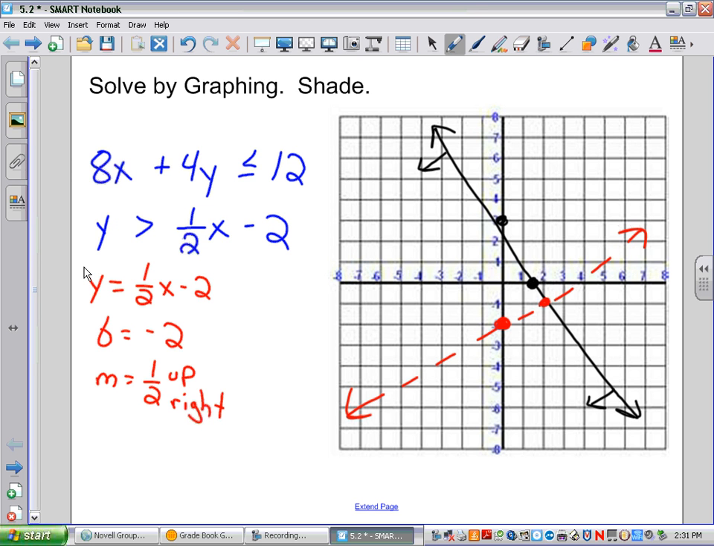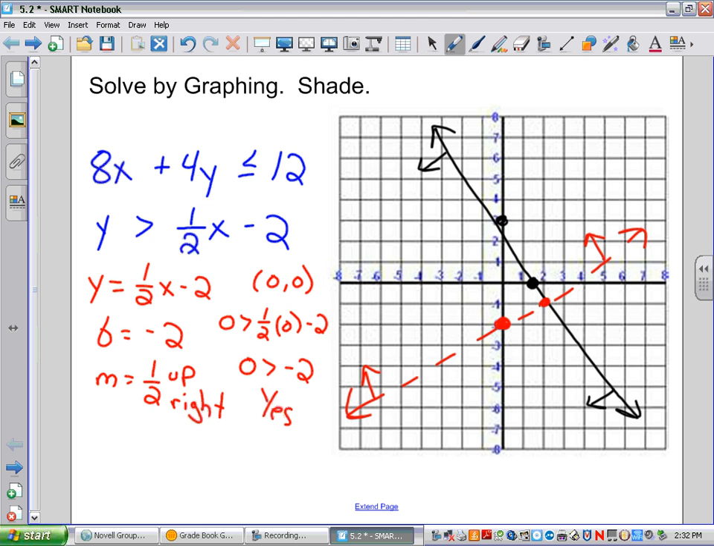So now I need to decide where I shade on that red line. Well, test point 0, 0, let's plug it in. 0 is greater than 1/2 times 0 minus 2. In other words, 0 is greater than -2. Is 0 greater than -2? That's a yes, which means I want to shade on the test point side. So I'm going to put little arrows here that tell me where I shade.